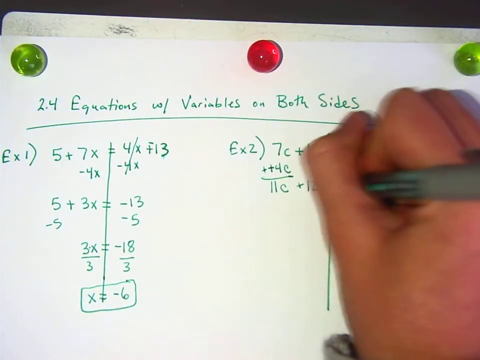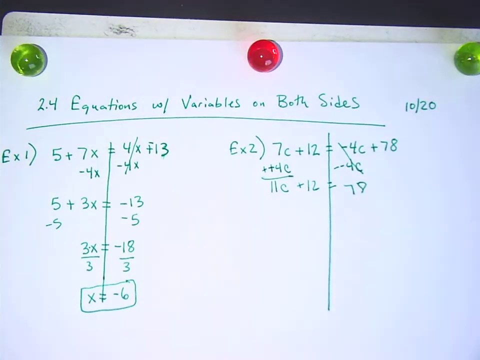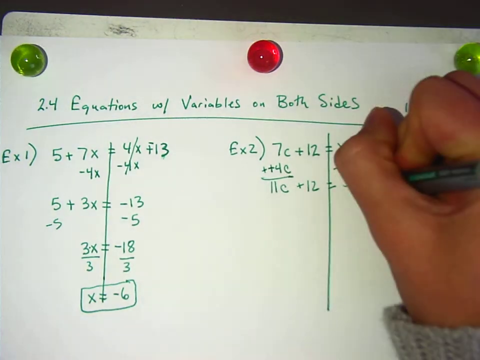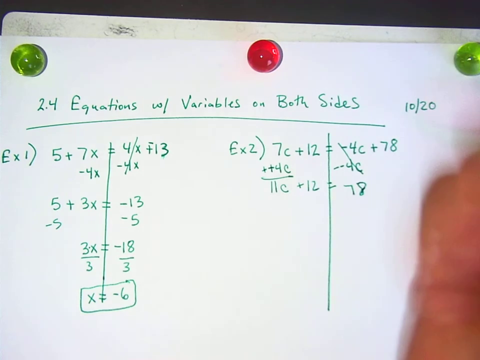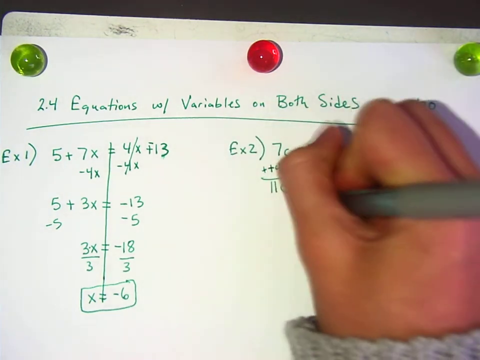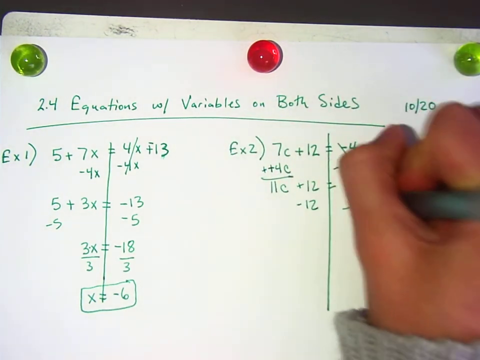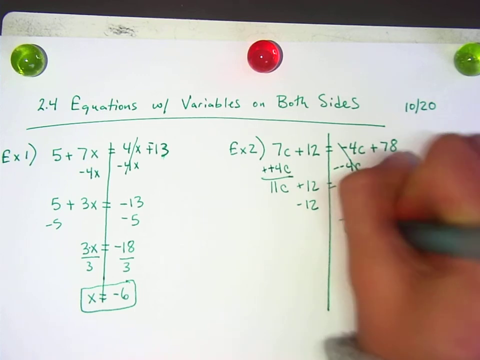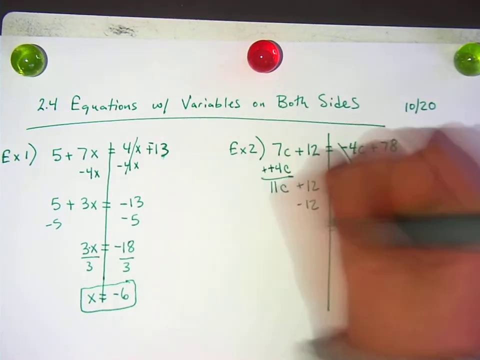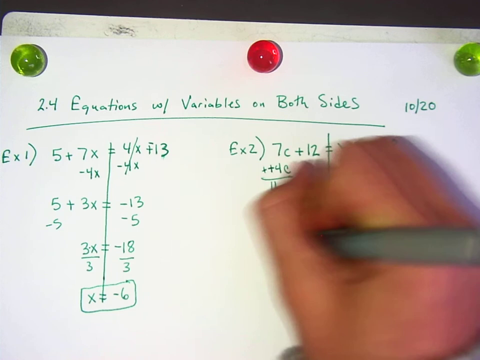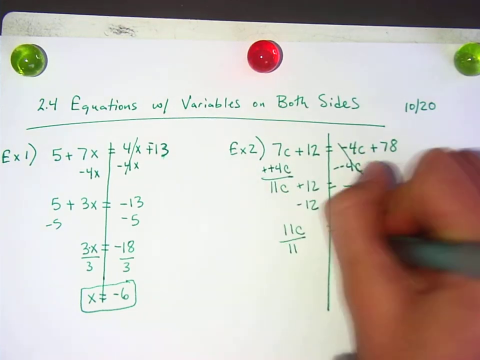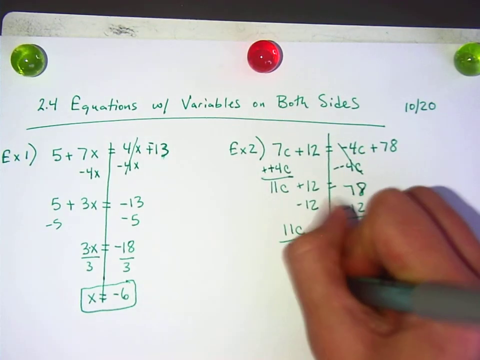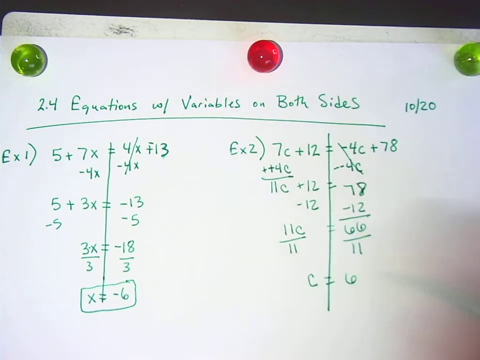So it looks like they subtracted a negative 4c, which is the same thing as adding 4c. 78. It's an 8. Then you're going to have to subtract 12 on each side. 66. Then you'd have to divide 11 on each side, which would get you c equals 6. Brilliant. Nice job, you two.